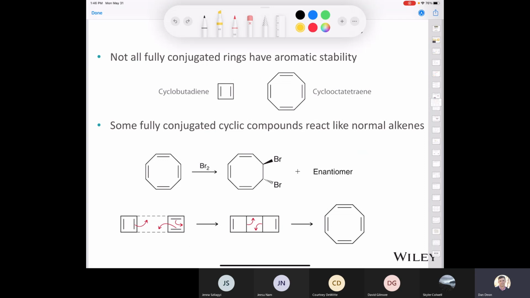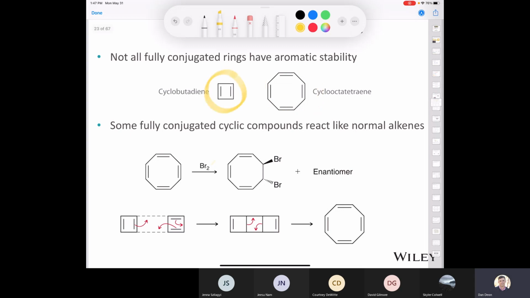However, what happens with these molecules? Check this out. Do you remember how I told you if you took benzene and treated it with bromine, nothing happened? Well, if you take cyclooctatetraene, this guy here, and put it in bromine, it reacts, boom, no problem. You end up with the anti-addition, you get the enantiomer. So what does that tell you? It tells you this thing doesn't have aromatic stability.